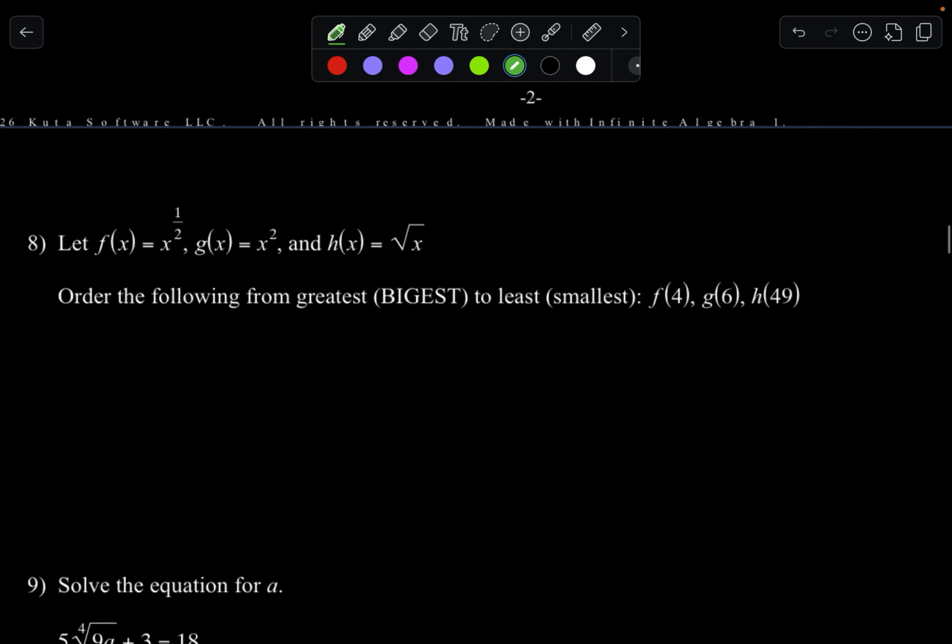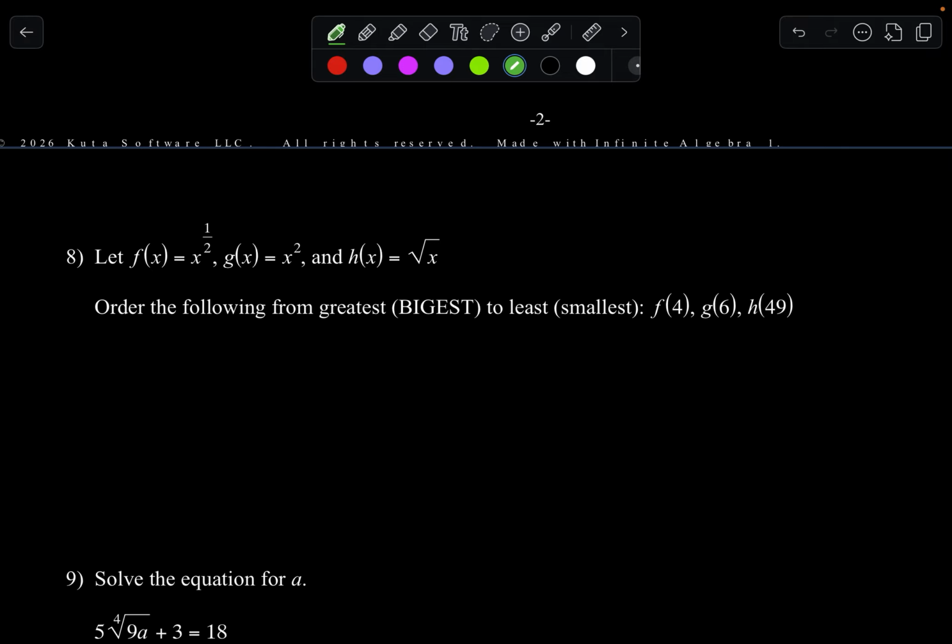Okay, 8 is an interesting question. This came from something similar to the worksheets you've seen. They gave you f of x, g of x, and h of x. And they want you to order from greatest, which is the biggest output, to least, which is the smallest output. So basically, you have to evaluate f of 4. So f of 4 is 4 to the 1/2. 4 to the 1/2 is the square root of 4. So the square root of 4 is 2.